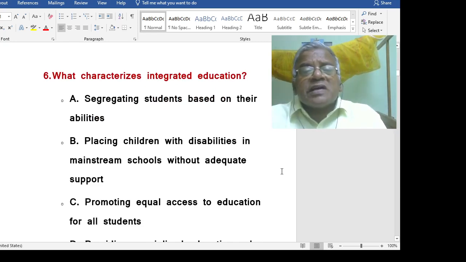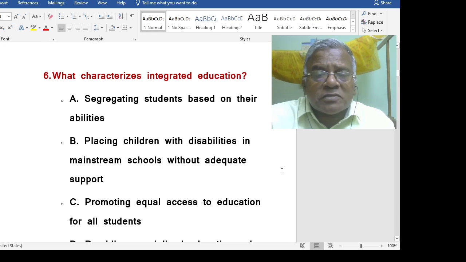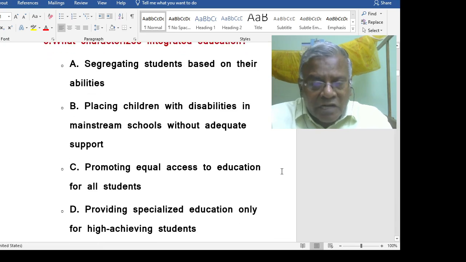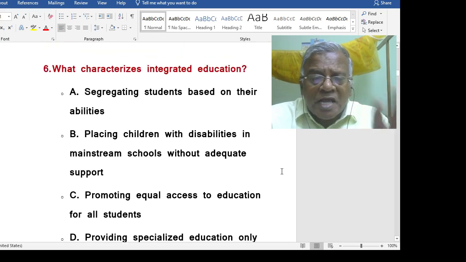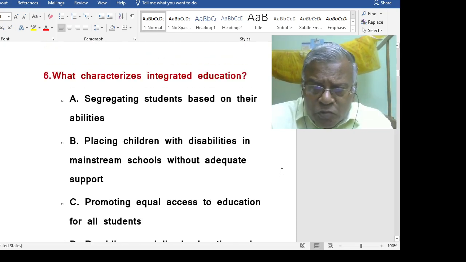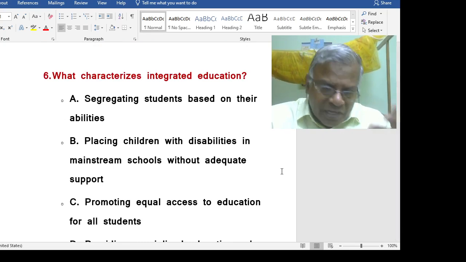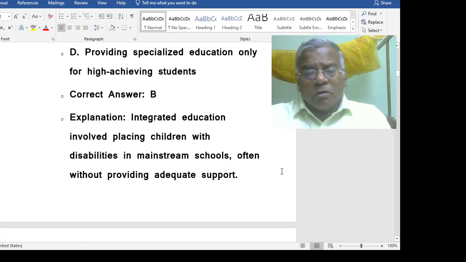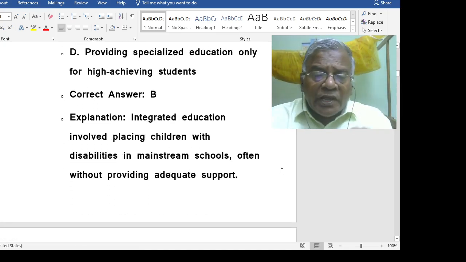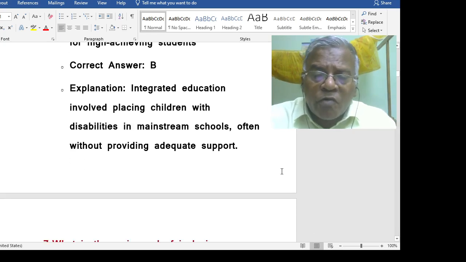What characterizes integrated education? Segregating students based on their abilities, placing children with disabilities in mainstream schools without adequate support, that is what we have seen. Promoting equal access to education for all students, providing specialized education only for high achieving students. What is the right one? Placing children with disabilities in mainstream schools, normal schools, without adequate support. They were admitted, but no one was bothering about them. They were put into psychological agony. So integrated education involved placing children with disabilities in mainstream schools, often without providing adequate support.